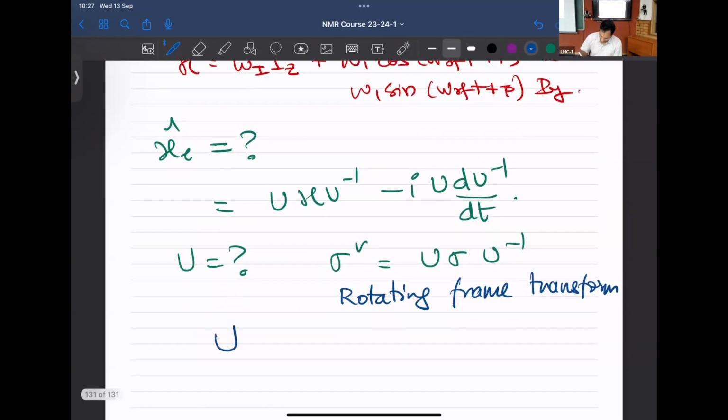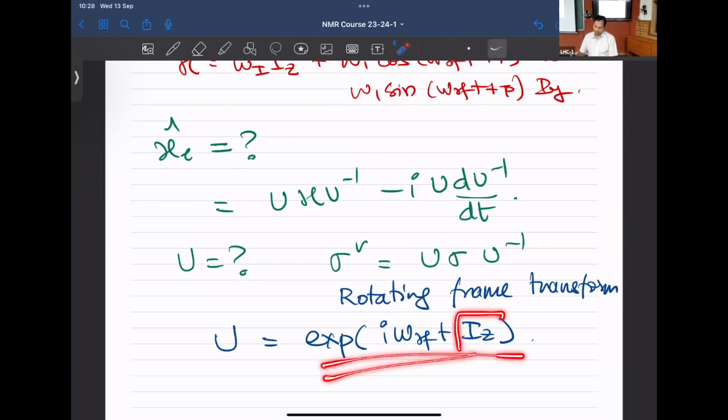So you are able to realize that U should be of the form e power i omega RF t times Iz. Basically, you're allowing for anything that happens along Z with the frequency of omega RF to be negated. We are going to the frame of reference along Z. What did we do there? We said that the B0 becomes smaller and smaller. When you are at omega RF equal to omega naught, that vanishes. So this is a similar unitary transformation where you're going very close to the omega naught set by omega RF. That will help you negate the effects of B0.